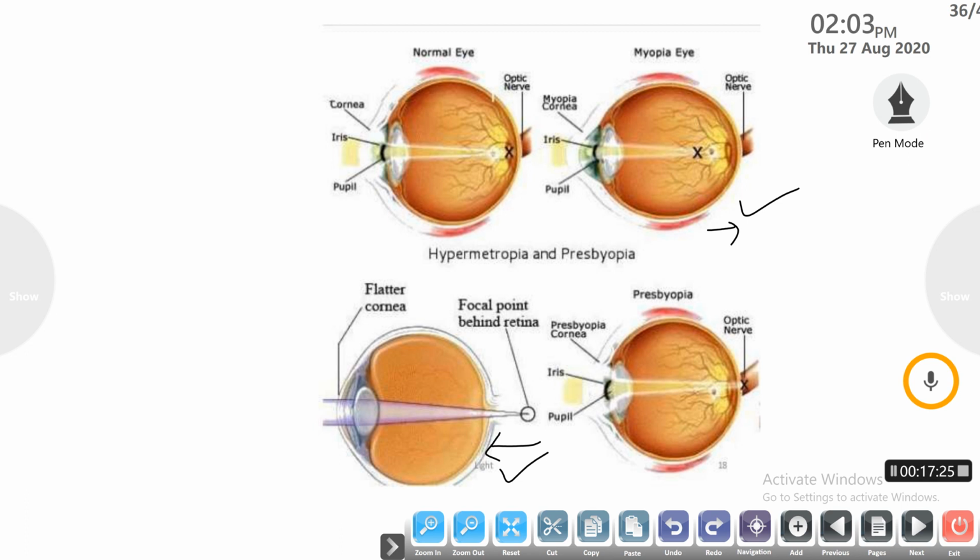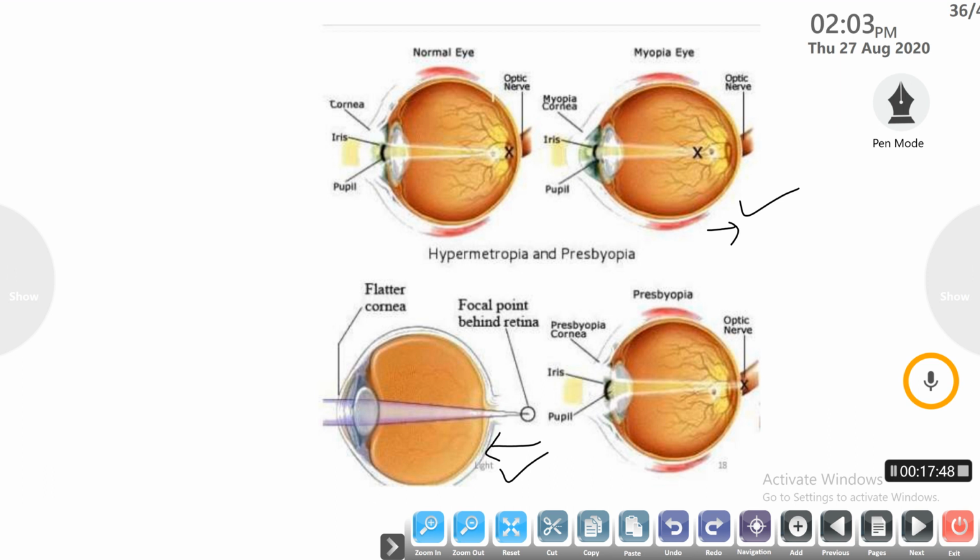The last defect is presbyopia. It is a type of defect in which a person is unable to see the nearby objects as well as the far objects. So we can use both types of lens in these cases. For example, we can use a bifocal lens made of a concave lens and a convex lens, so that a person can see the nearby objects as well as the far objects.